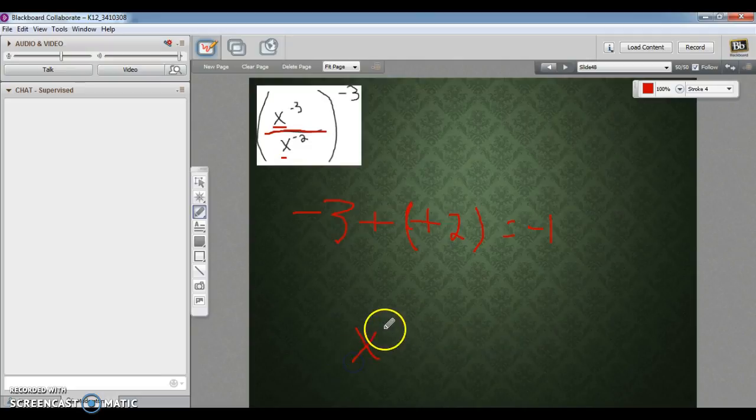So we have x to the -1 being raised by the -3rd power. These guys get multiplied together. A negative times a negative is a positive, so -1 times -3 is +3. So it's just x cubed. And that's it. That's all there is to it. And that is done. So hopefully you found that helpful.